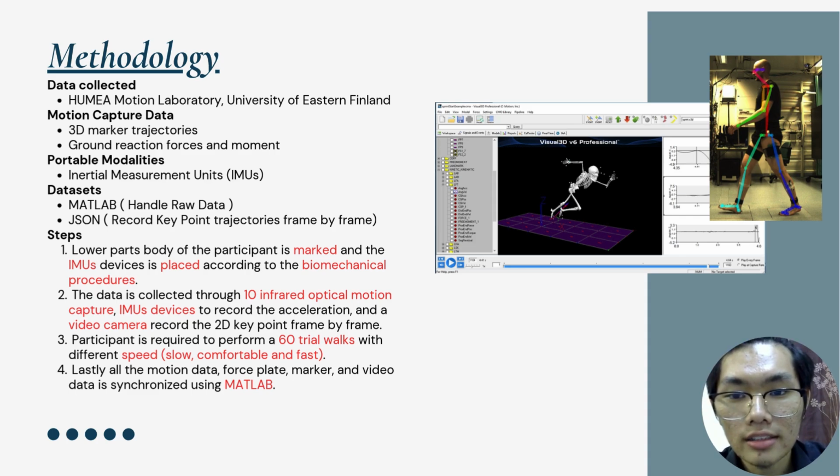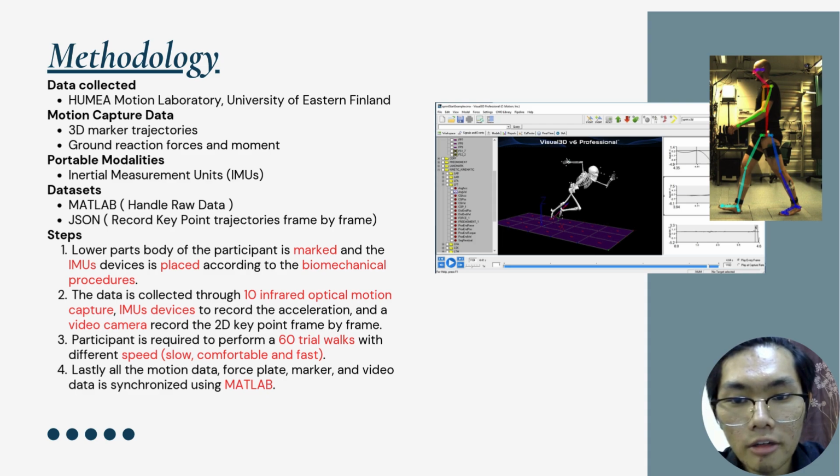The data was collected in the Humio Motion Laboratory at the University of Eastern Finland, and the data captured are the 3D marker trajectories and the ground reaction force and moment. Portable modalities like inertial measurement units (IMUs) are also used, and the dataset is handled in MATLAB and JSON. Next we will proceed to the steps of the data capturing.